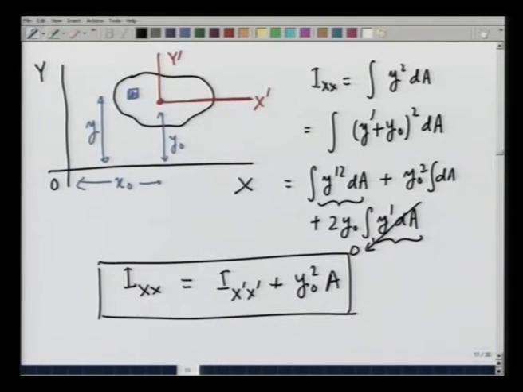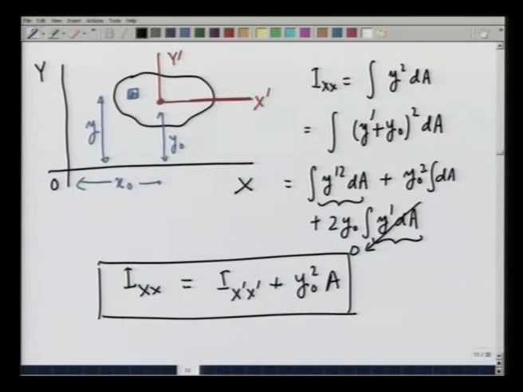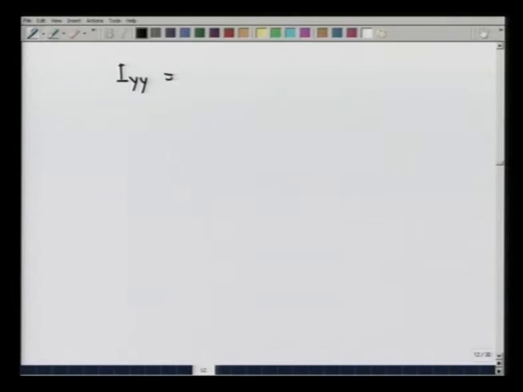This way, if I know the second moment of inertia of a body about an axis passing through its centroid, I can easily calculate the second moment of inertia of the same body with respect to an axis which is parallel to the first axis, but displaced by amount y_0. In the same manner, we can now calculate I_yy, which is equal to integral x squared dA, which I can write as integral of x prime plus x_0 squared dA.